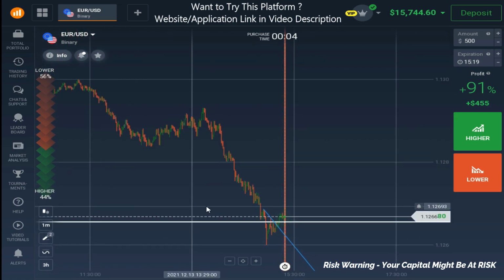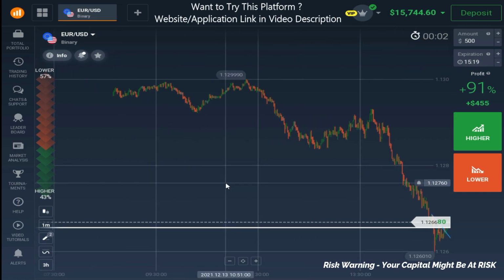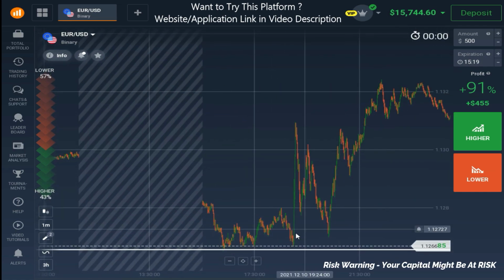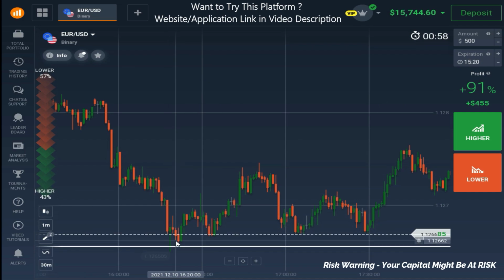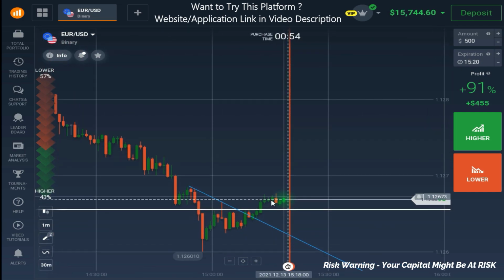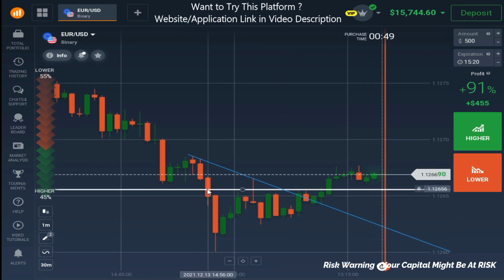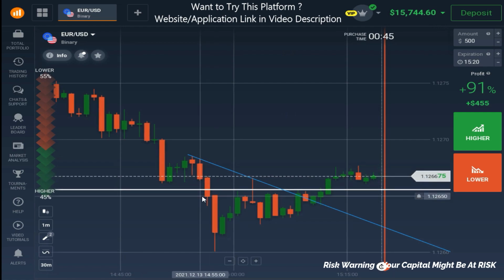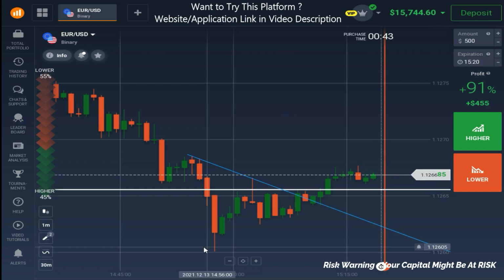So we draw a strong level of support from this zone. You can see this is the exact line. This area was a strong support zone, but you can see the market broke through this support zone and hit the next support zone, which is here. It's a whole number level.